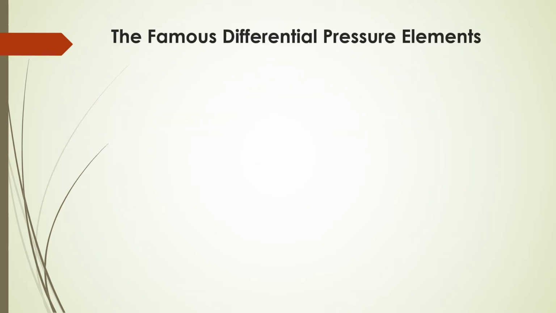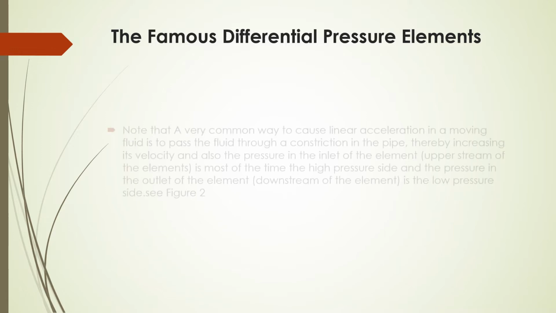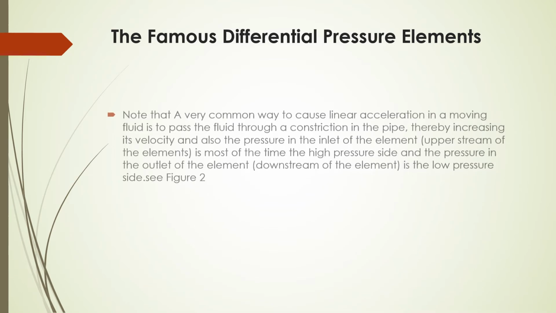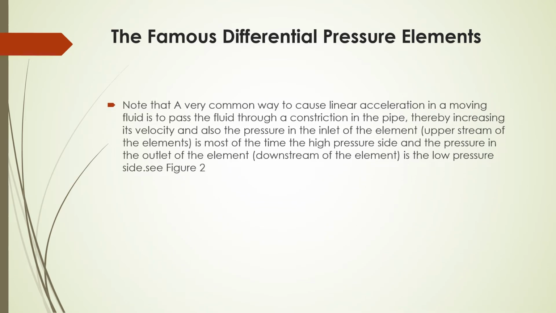Now in this slide we are going to discuss the famous differential pressure elements. A very common way to cause a linear acceleration in a moving fluid is to pass the fluid through a constriction in the pipe, thereby increasing its velocity and also the pressure at the inlet of the element. We call it the upstream of the element, which is most of the time the high pressure side, and the pressure at the outlet of the element, downstream, is the low pressure. We are going to see it in the following figure.